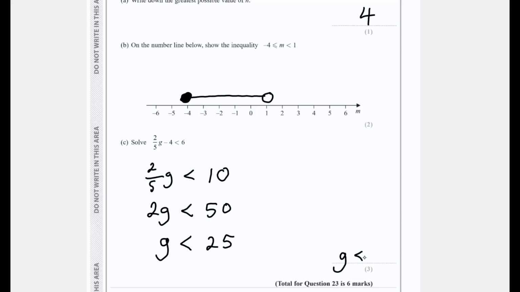2/5 of g minus 4 is less than 6. So we're just getting g by itself. So that's plus 4 to both sides. 2/5 of g is less than 6 plus 4 is 10. Let's times both sides by 5. So 2g is less than 50. And then half both sides. g is less than 25. So g can be anything less than 25, and it would make this statement true. As soon as you get to 25, it will be false. So anything 25 or bigger would make this statement not true.